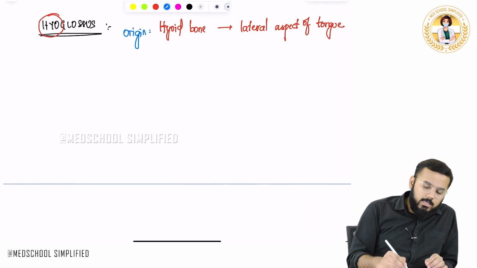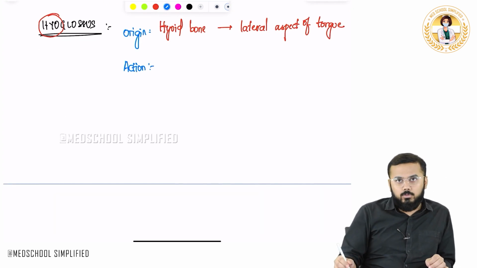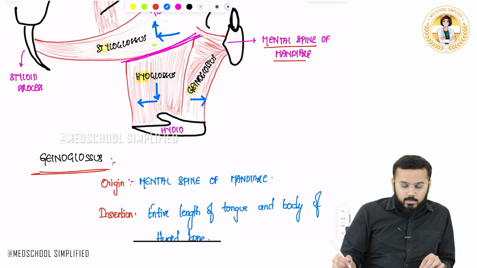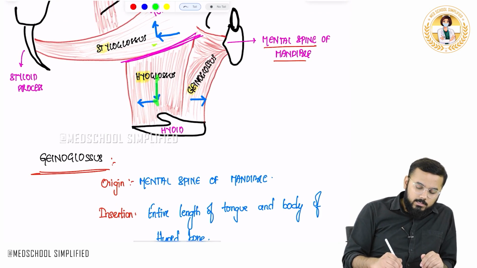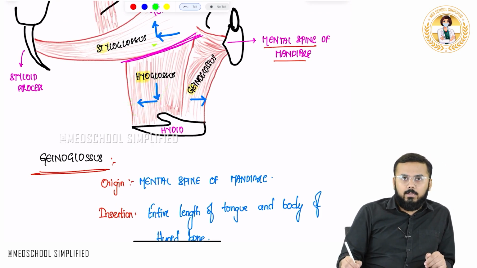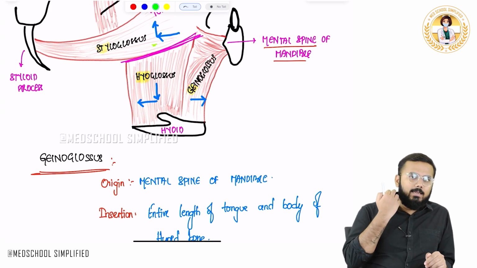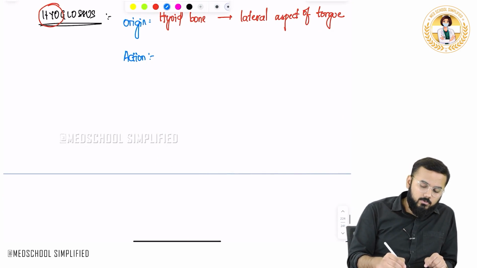Now, what is the action of this muscle? What is the action of this hypoglossus? Just look at the picture over here. Hypoglossus has got two actions. One you can see over here is the depression, right, as well as the retraction of the tongue. So, tongue depression and then pulling the tongue back, that is hypoglossus. Okay, so two actions over here.